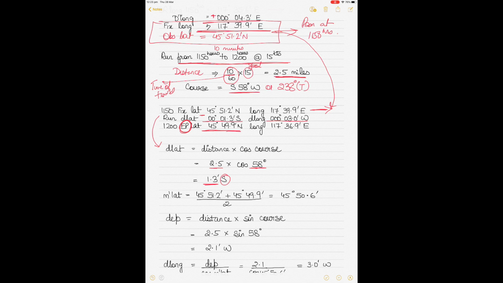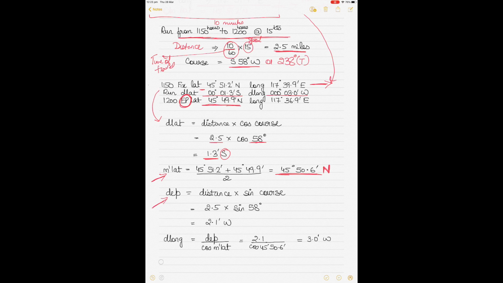Alright, so your estimated position is always based on a projected course and speed, and observed position is only when you use your sextant altitudes to get a sextant sight, based on the celestial observation. Now you get two latitudes. You can calculate the mlat: use 41 degrees 51.2 and 45 degrees 49.9, add the two, divide by 2 because they are both in the same hemisphere. You get your mlat 45 degrees 50.6 minutes north.